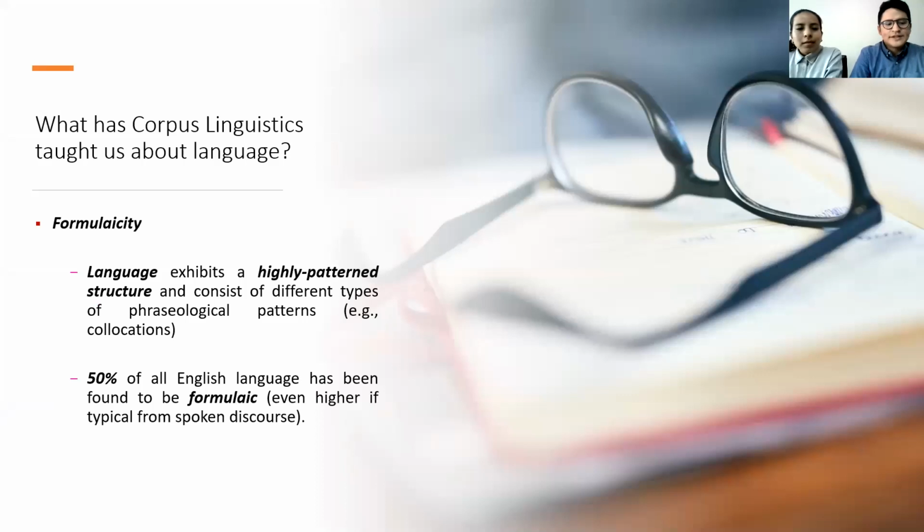So formulaicity refers to the finding that language exhibits a highly patterned structure and consists of different types of phraseological patterns. So in other words, we can see collocations, words that tend to occur together. And in fact, 50% of all language has been found to be formulaic. And when we analyze spoken discourse, that's even more noticeable. It's even higher there.